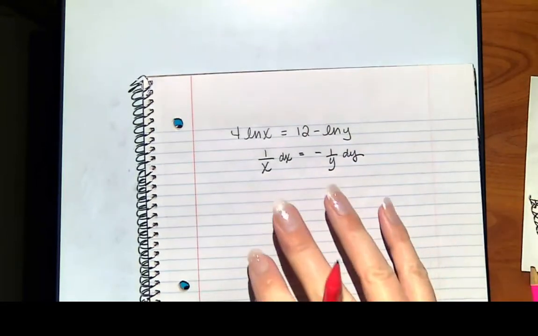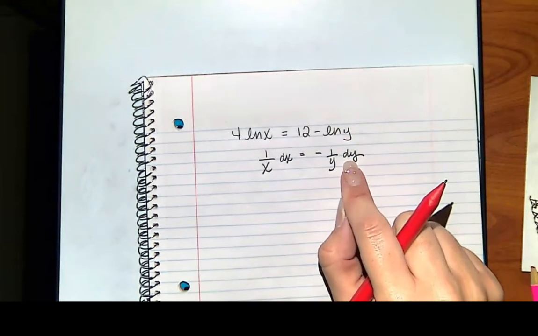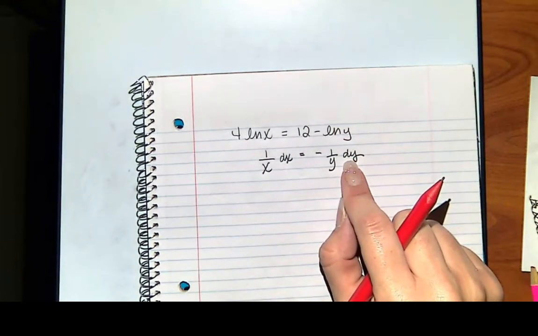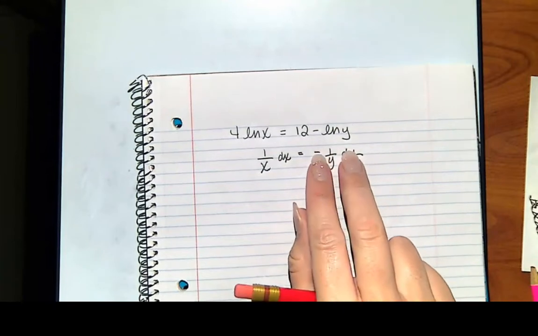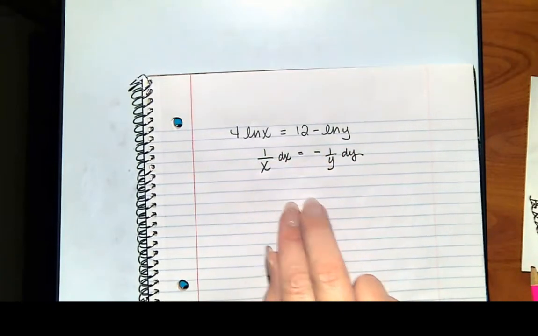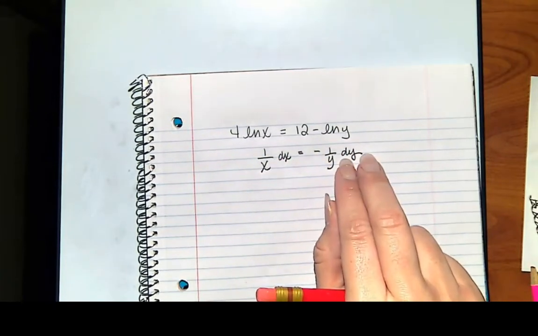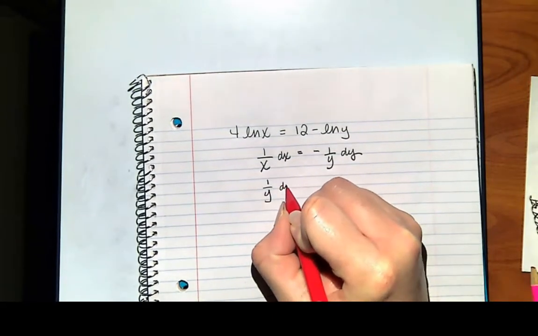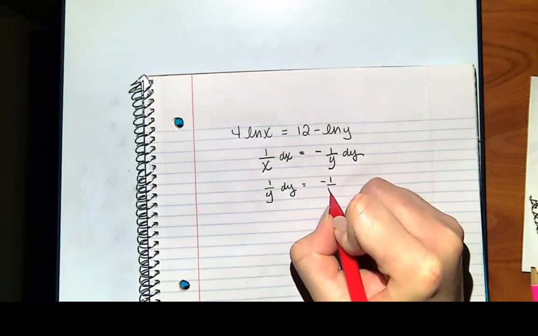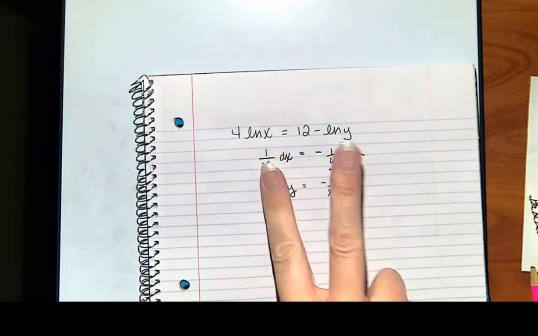Okay, so everything I've said just kind of sort of went to pot. I want dy to be by itself. He's got to be on top. I'm going to go ahead and flip everything. So I'm going to add this side over and subtract this side over. So that's going to give me a 1 over y dy equals a negative 1 over x dx. All I did was flip them.